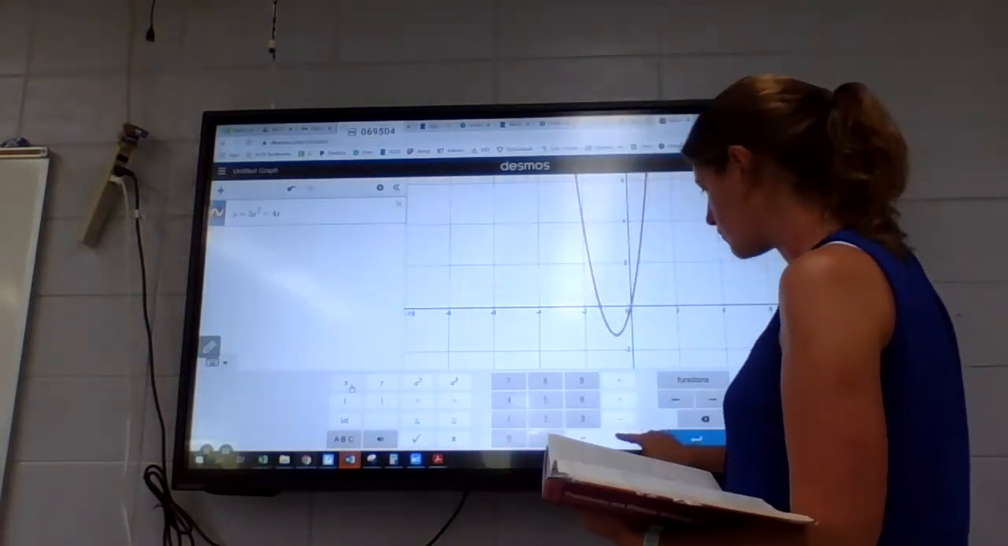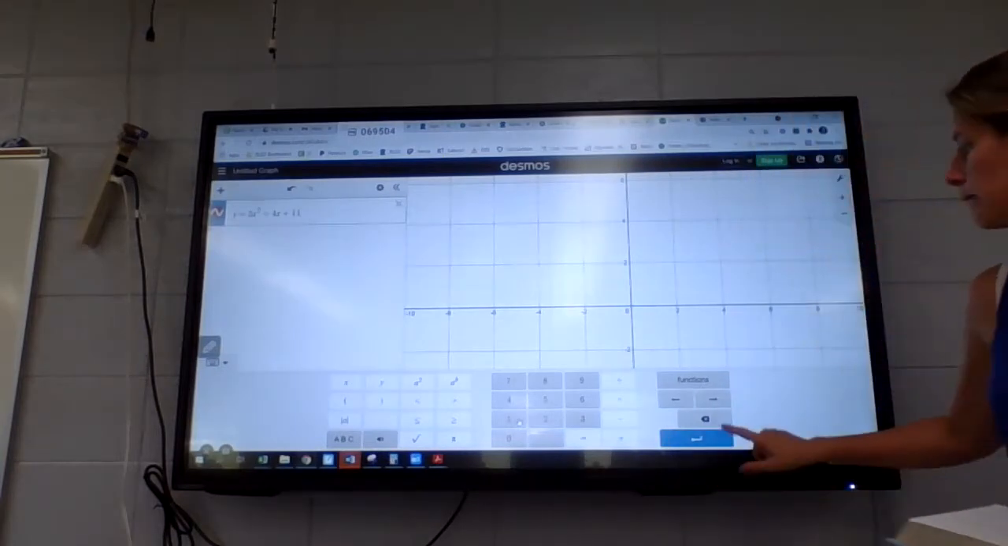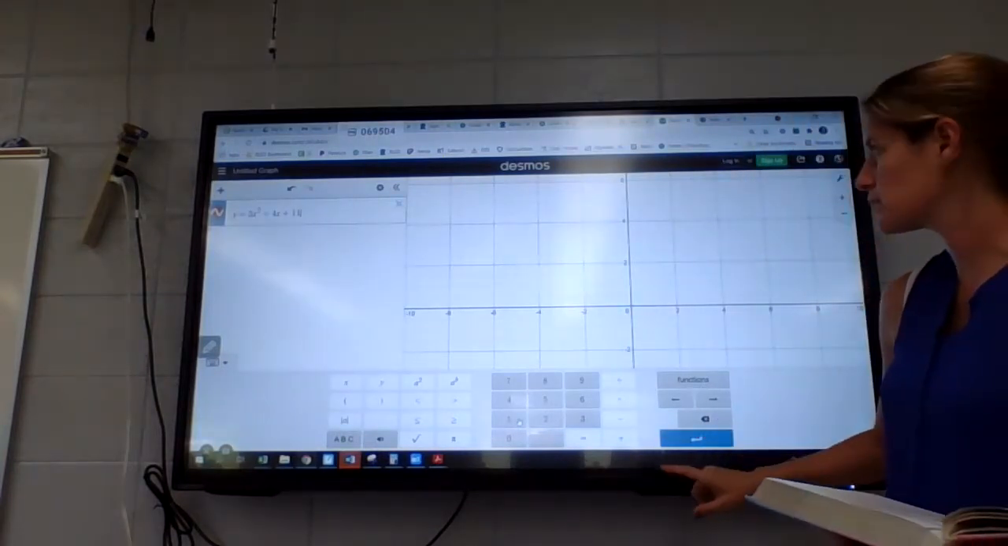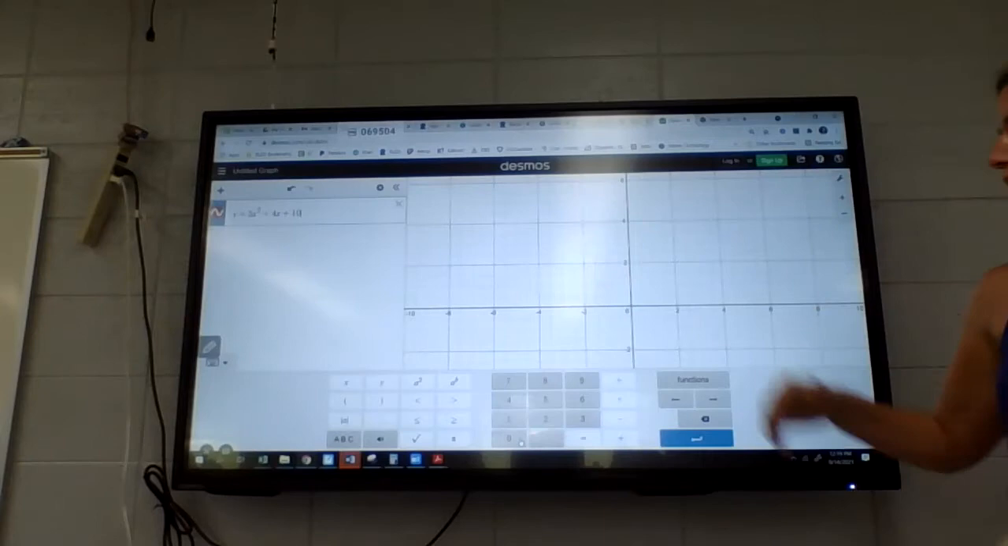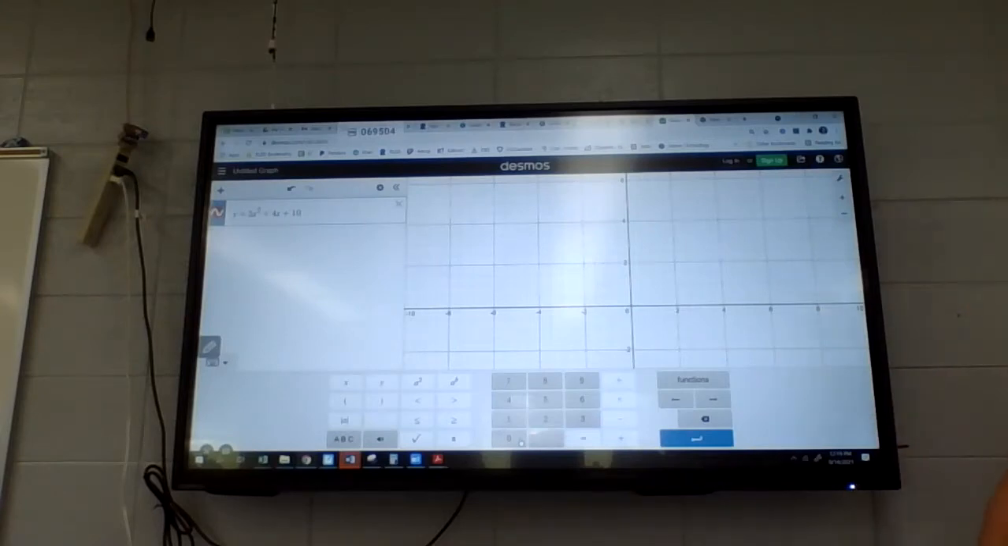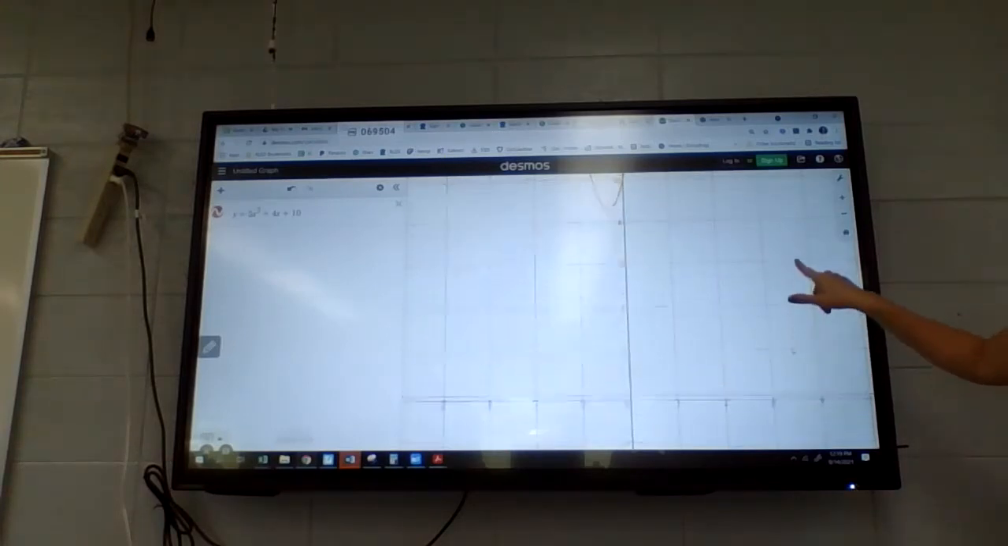I want one in here. Mr. Itzon's going to come down later though, and he's going to put a graphing calculator on my board that we can use and see. So, all right. My graph is way up here.